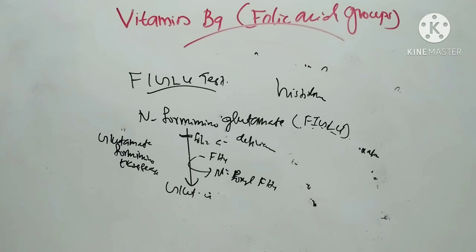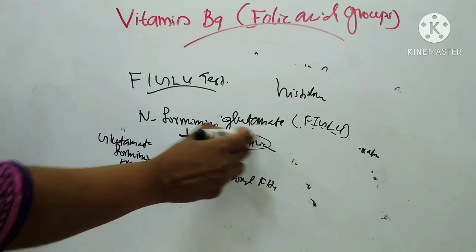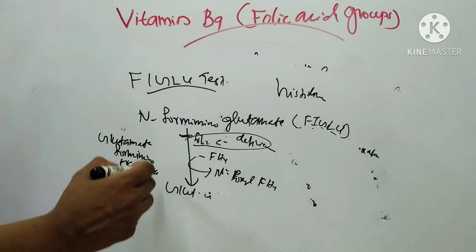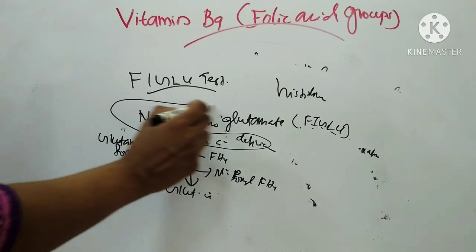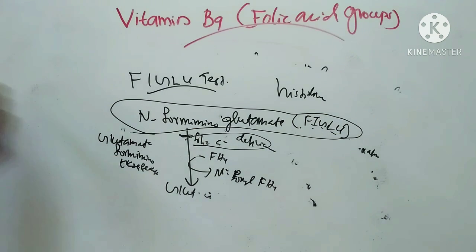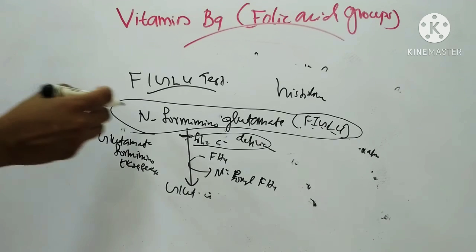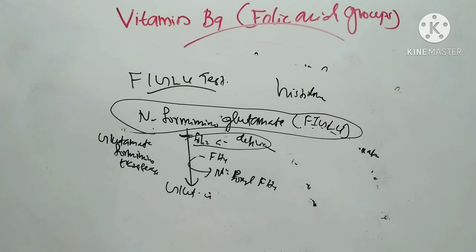In folic acid deficient patients, this reaction cannot occur, so glutamic acid is not formed and N4-iminoglutamate or FIGLU accumulates in blood and is excreted in urine. So, excretion of FIGLU in urine is an index of folic acid deficiency.